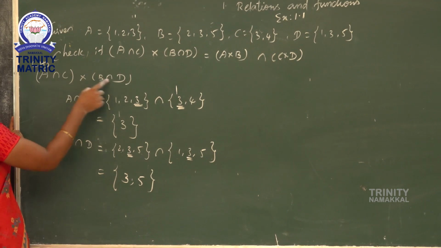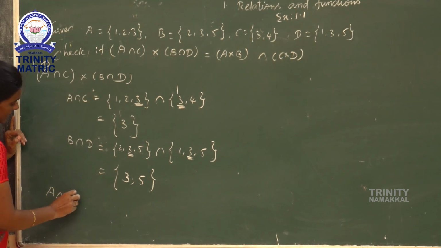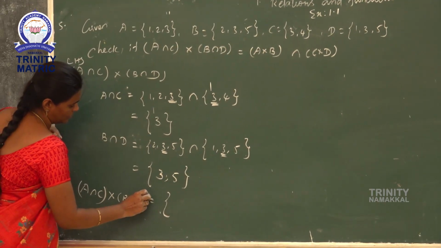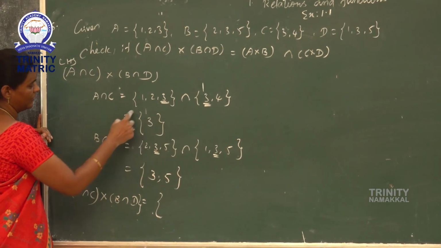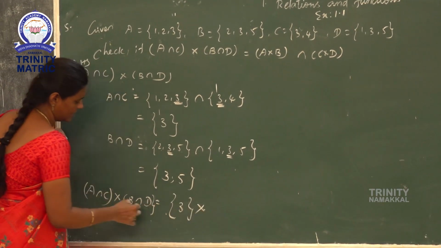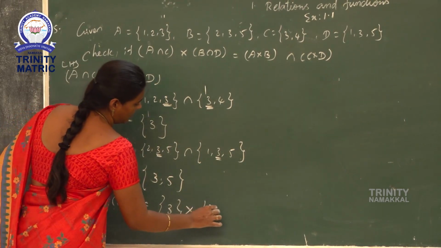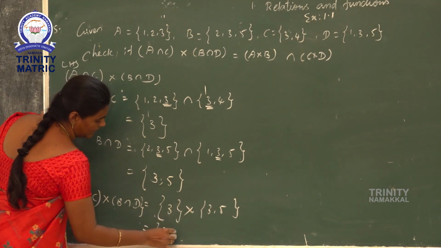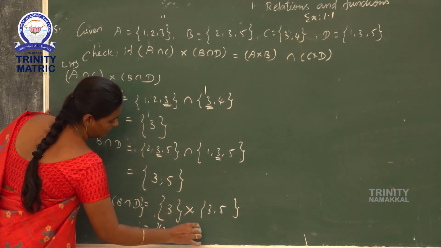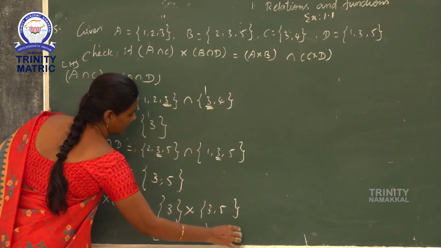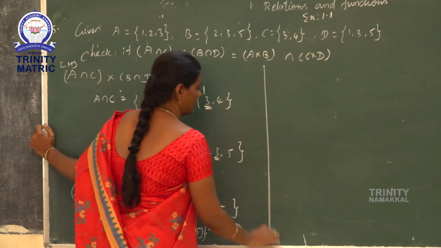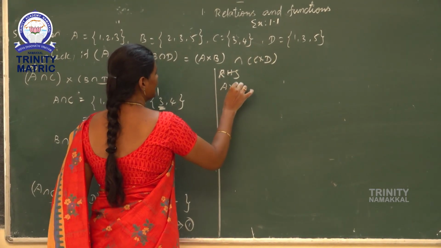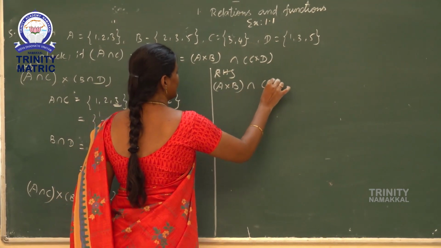Now we find the cross product of these two sets, that is (A intersection C) cross (B intersection D) is equal to, what is A intersection C? We have {3} cross (B intersection D) which is {3, 5}. Now we find the cross product. What is this? (3, 3), then (3, 5). This is equation number 1. Now let us take the right hand side, (A cross B) intersection (C cross D).